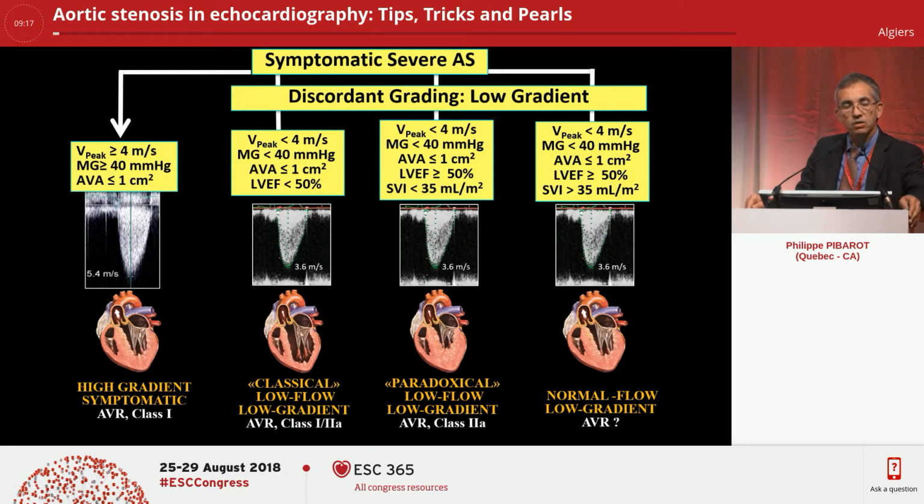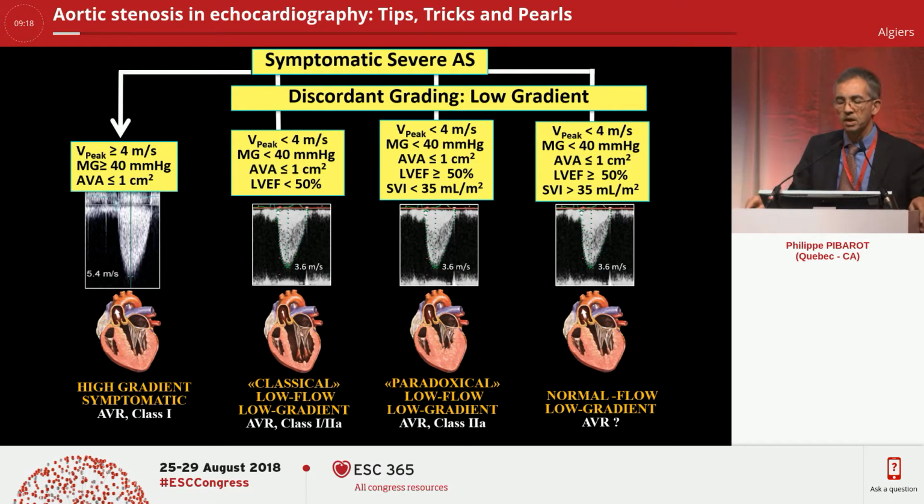As Julien emphasized also for MR, there is an indication in AS when the aortic stenosis becomes severe. And this is why it is so important to have an accurate quantitation of the aortic stenosis severity. The main parameters of AS severity that we measure by Doppler echocardiography are the peak jet velocity, the mean gradient, and the aortic valve area. When the peak jet velocity is more than 4 meters per second, the mean gradient is higher than 40 millimeters of mercury, and the valve area is small, less than 1, this is obviously a severe AS, and if there are symptoms, there is a class 1 indication for aortic valve replacement according to the guidelines.